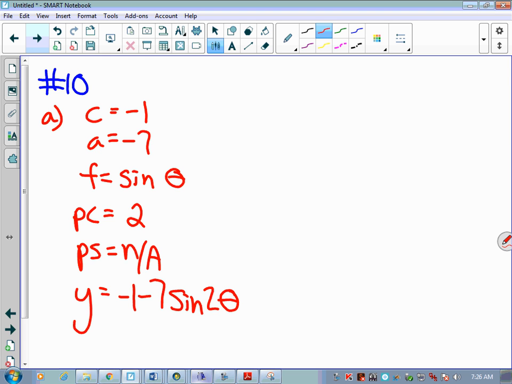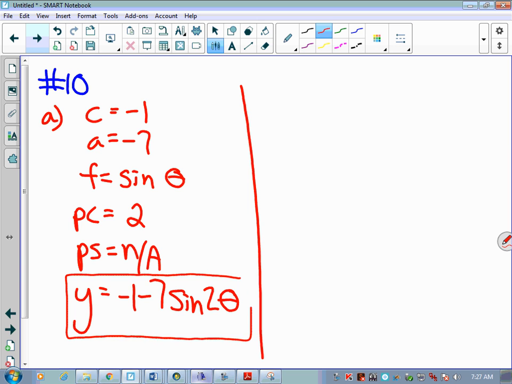All right, let's check our answer key. See if we get that on 10a, -1 minus 7 sine 2 theta. Perfect, we got that one. Okay, let's look at our next one, B.